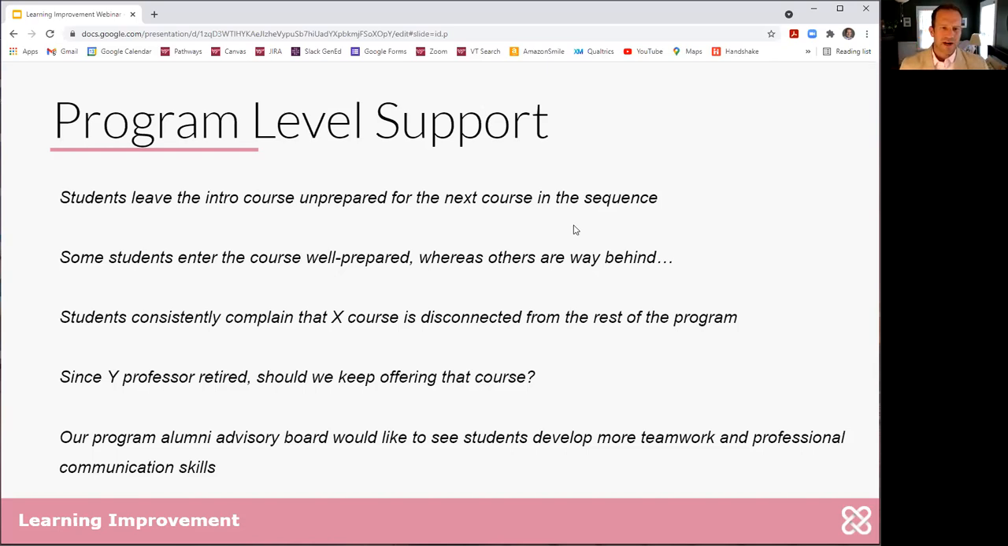Since the professor retired, should we keep offering that course? This is great program level thinking. It's not about that course, because we don't know if it is necessary or not. That's where good program level questions come out: well, what are the program outcomes? Then let's work backwards to thinking about what courses or experiences or co-curricular activities can help lead to meeting those outcomes. And then the last one you always see: there's this advisory board and they want to see students develop more teamwork and professional communication skills.